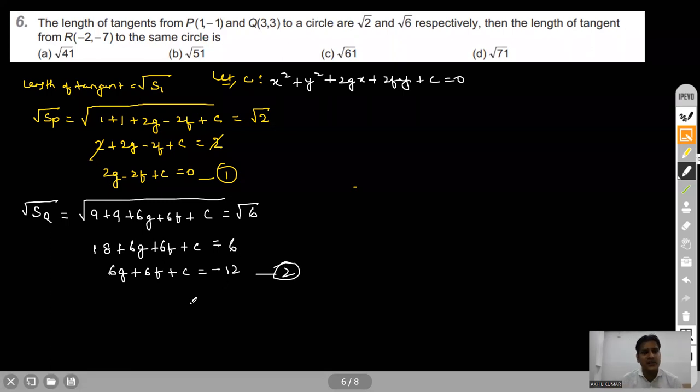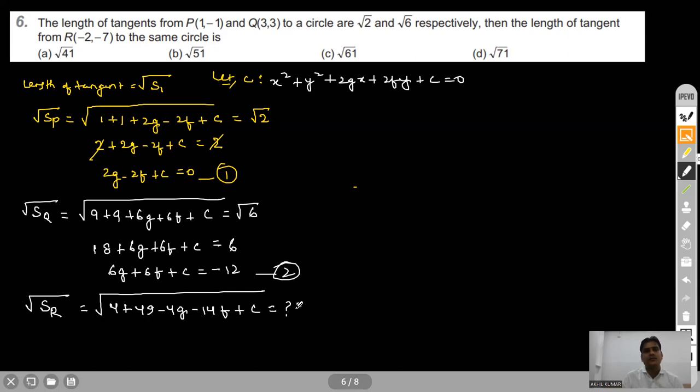Now we need to find the length of tangent from R, whose coordinates are minus 2 comma minus 7. So this will be nothing but under root of minus 2 squared, that will be 4 plus 49, and minus 2 into 2g, that will be minus 4g. Then 7 into 2, that will be minus 14f, plus c. This is what we need to find out. This is what is asked in the question.